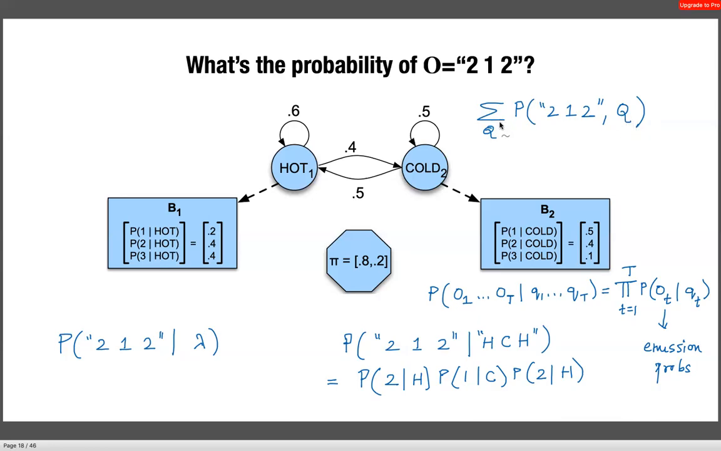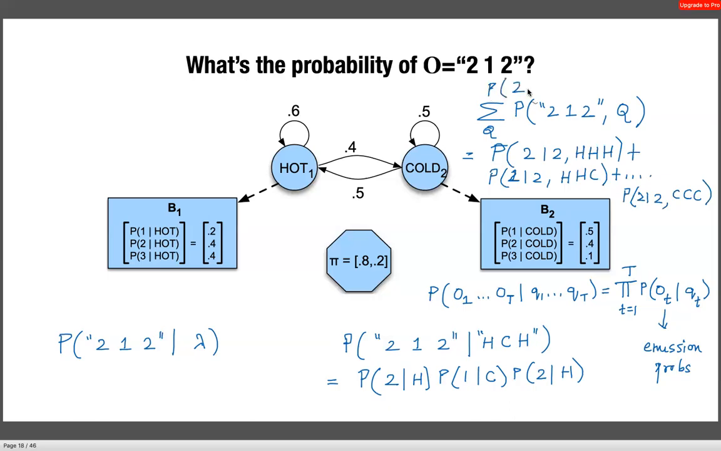So how many such state sequences exist within this summation? There are two possible states, and there are three observations, right? So there are 8 possibilities for the state sequence. So it could be the probability of 212 and HHH, plus the probability of 212 comma HHC, and so on, all the way to the probability of 212 CCC. So there are 8 state sequences, and this is the enumeration of all of them, and you need to sum over all of them to find the probability of 212.